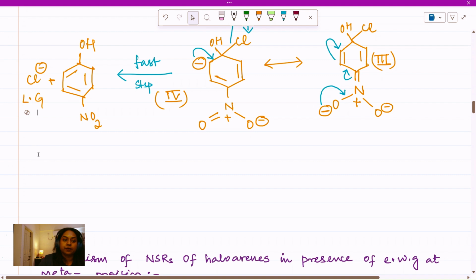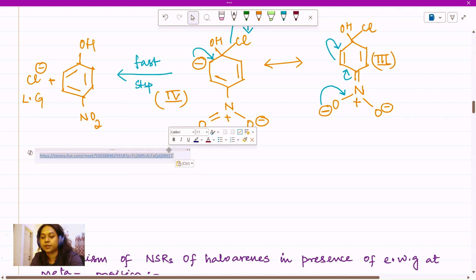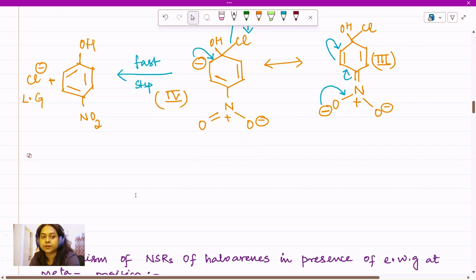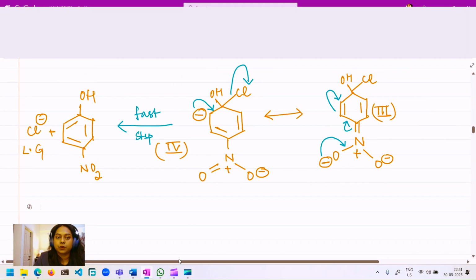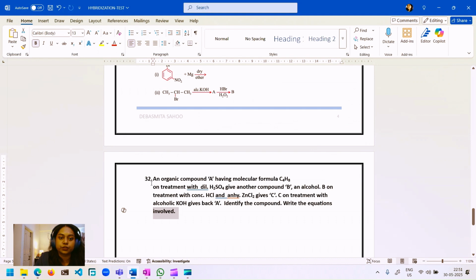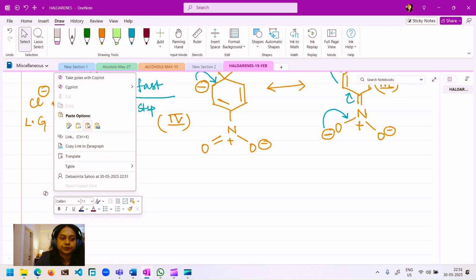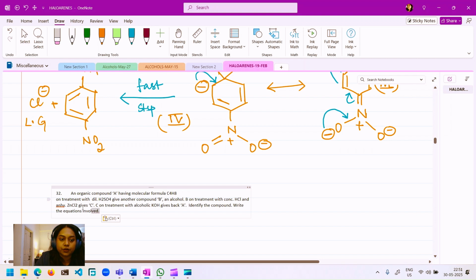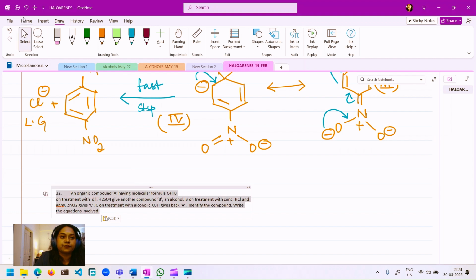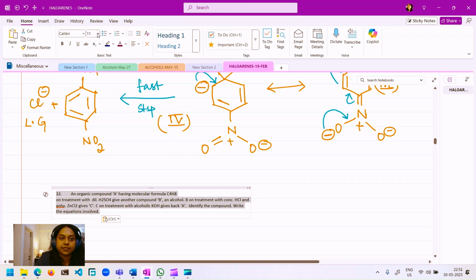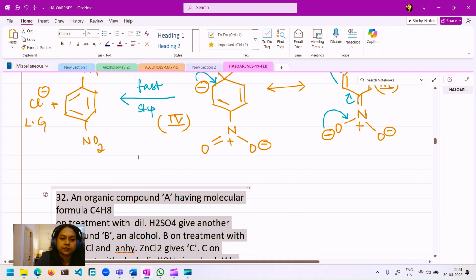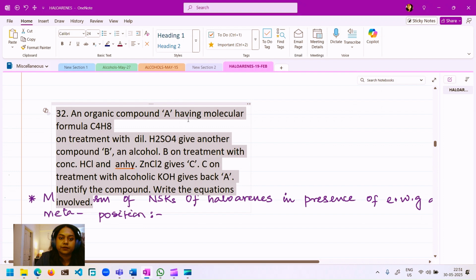Before I move to the resonating structures at meta position, I will give out a question. Oh, sorry, this is not the thing that I was looking at. Wait, just hold up one second. I'll just put the question on the screen. Okay, so this is your question. I'll increase the font size so that you guys can see it. Let's make this 24.